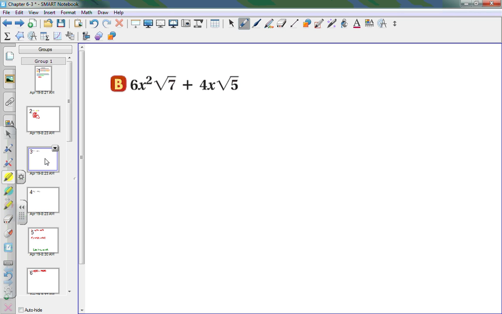Okay. I need to do my square roots. So check my indexes. Here's my index. Here's my index. Are they the same? Yes. So now I'm going to check my radicands. Square root of 7, square root of 5. Are they the same? No. Guess what? Done. Go to the next one. Copy it down, please.